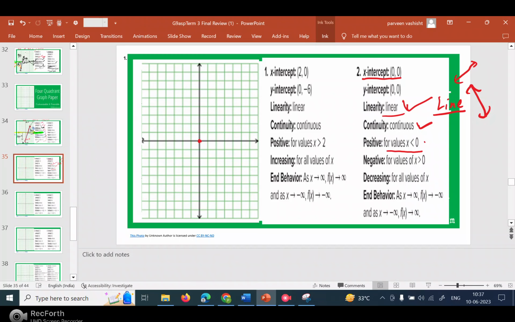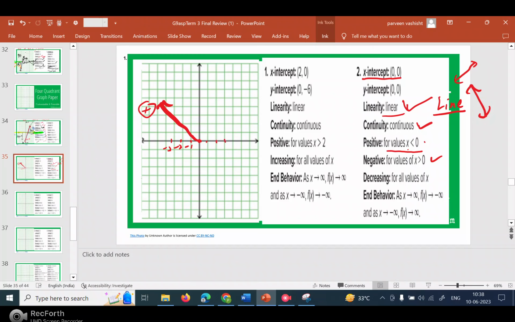Positive for all values less than 0. It means if I go x less than 0, that is -1, -2, -3, so my graph should be up because y is positive here. So if x is less than 0, my line will be up.